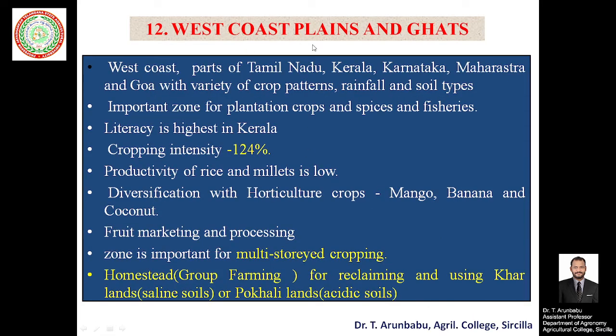Coming to the next one, that is West Coast Plains and Ghats. So it includes the West Coast, parts of Tamil Nadu, Kerala, Karnataka, Maharashtra and Goa, with a variety of crop patterns, rainfall and soil types. Important zone for the plantation crops and spices and fisheries, and literacy is highest in Kerala, and the cropping intensity is 124%. Productivity of rice and millets are very low in this region, and diversification with horticultural crops like mango, banana and coconut is possible in this region, and fruit marketing and processing has huge opportunities in this region, and the zone is very important for multi-storied cropping.